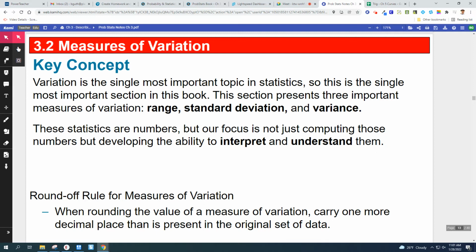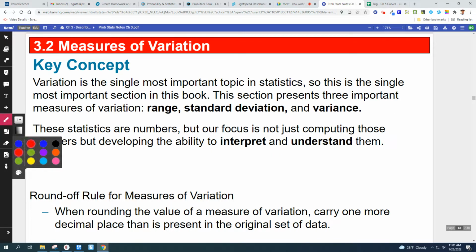3.2 Measures of variation. According to this book, variation is the single most important topic in statistics. So this is the single most important section in this book. All right, that's a pretty bold statement. I think this section presents 3 important measures of variation: range, standard deviation, and variance.